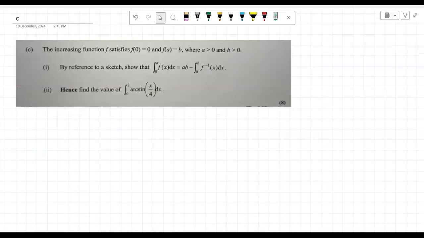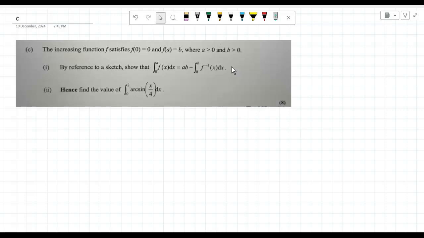I got stuck in the following. The increasing function f satisfies f(0) is equal to 0, f(a) is equal to b, a is greater than 0 and b is greater than 0, meaning a and b are positive. By referencing a sketch, show that the integral from 0 to a of f(x) dx is equal to ab minus the integral from 0 to b of f inverse x dx. You lost me already.